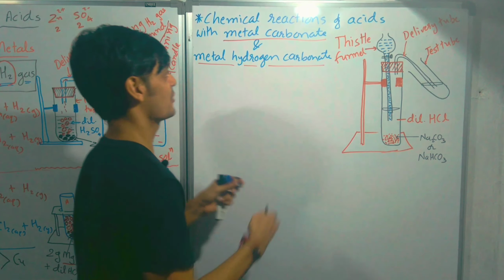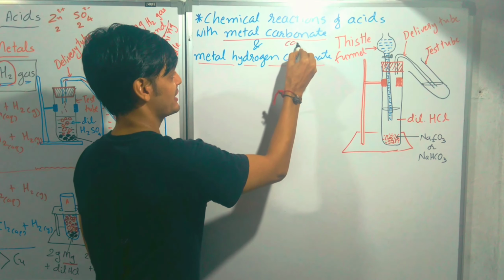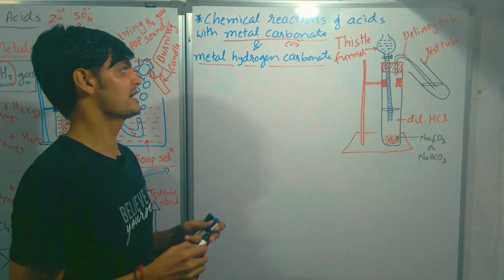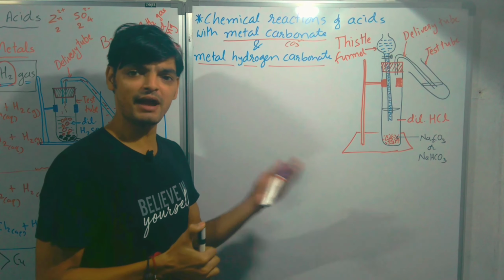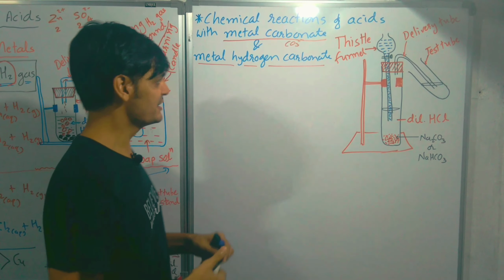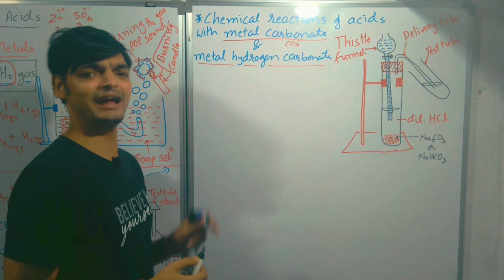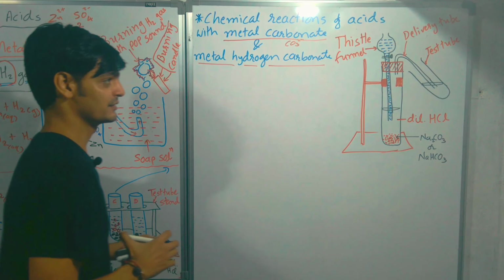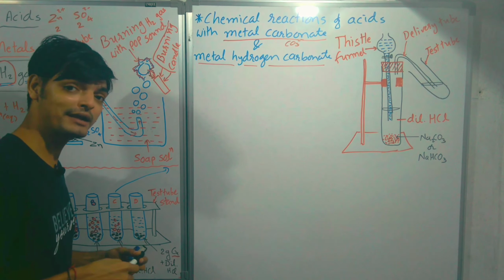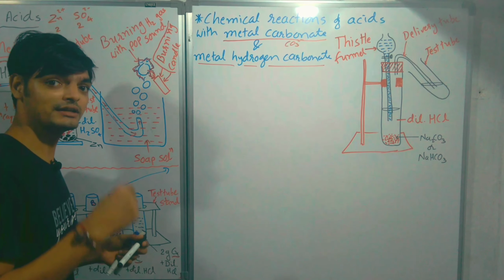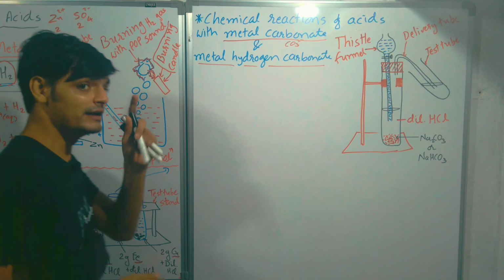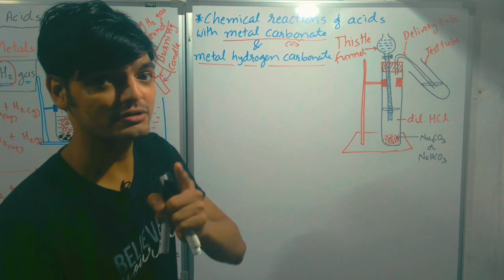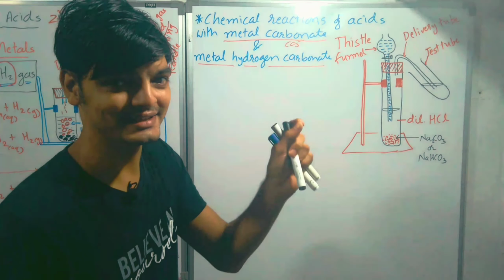Carbonate means the CO3 2 minus ion, and when the CO3 2 minus ion is with any metal, it is known as a metal carbonate. If the carbonate is with hydrogen and metal, then it's known as a metal hydrogen carbonate. So let's start the chemical reactions, how the metal carbonate reacts with acid. Let me tell you first that metal carbonate and metal hydrogen carbonate have a basic nature.